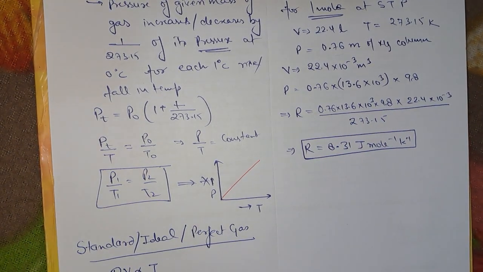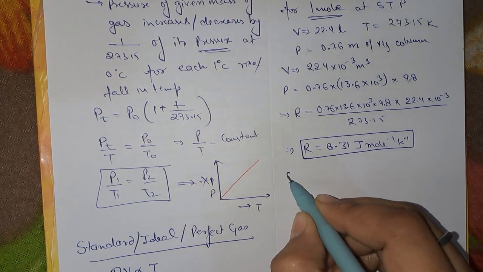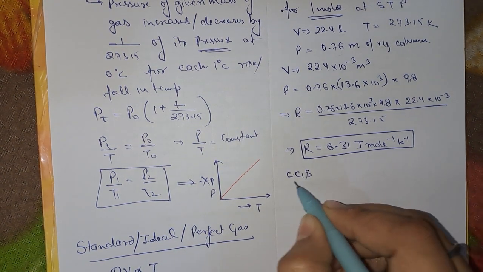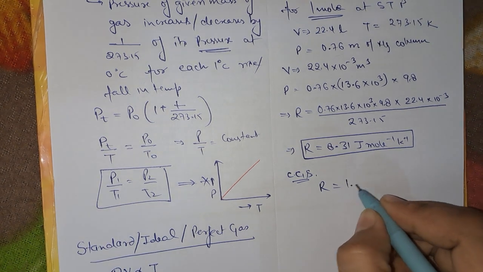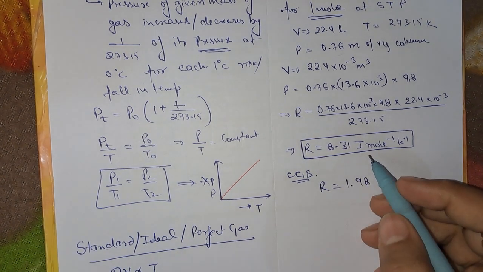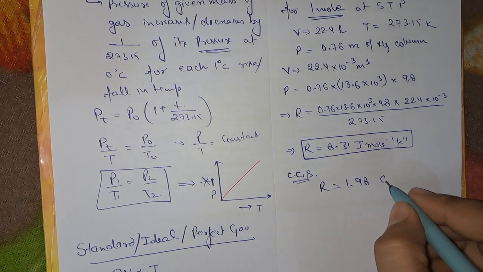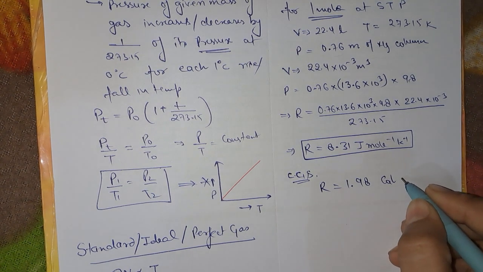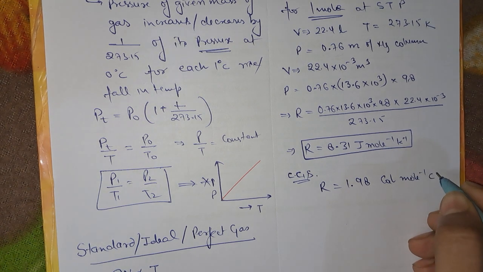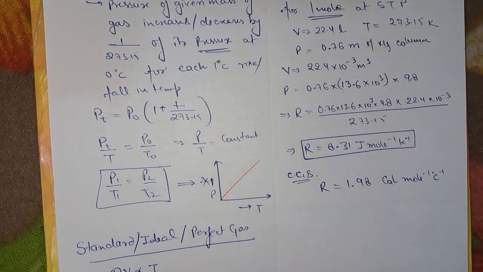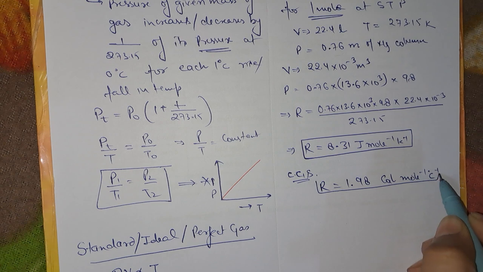So this is the value of R in the SI system. Similarly, if all the things are calculated in CGS units, R equals 1.98, where joule becomes calorie, per mole per degree Celsius. So this is in the CGS system.